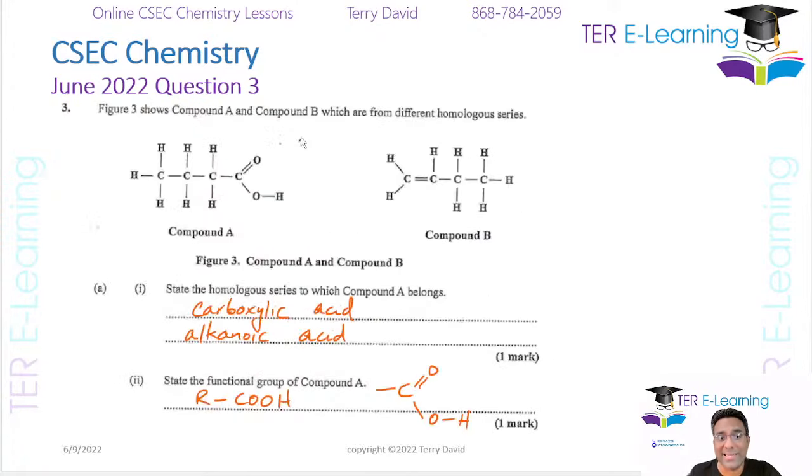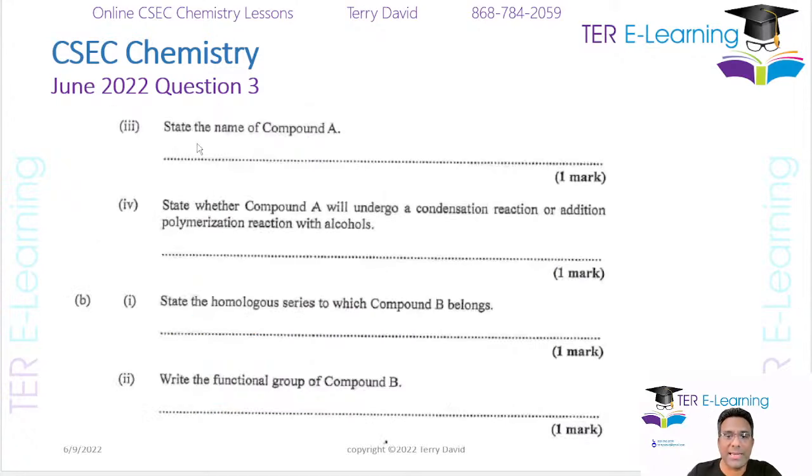So we already know A is an acid, so we need to see how many carbons we have in it. Now some students tend to miss out one of the carbons, but if you look carefully, you have four carbons. So if it's four carbons, the root name has to be but. So this is butanoic acid. Right? That's the name of compound A.